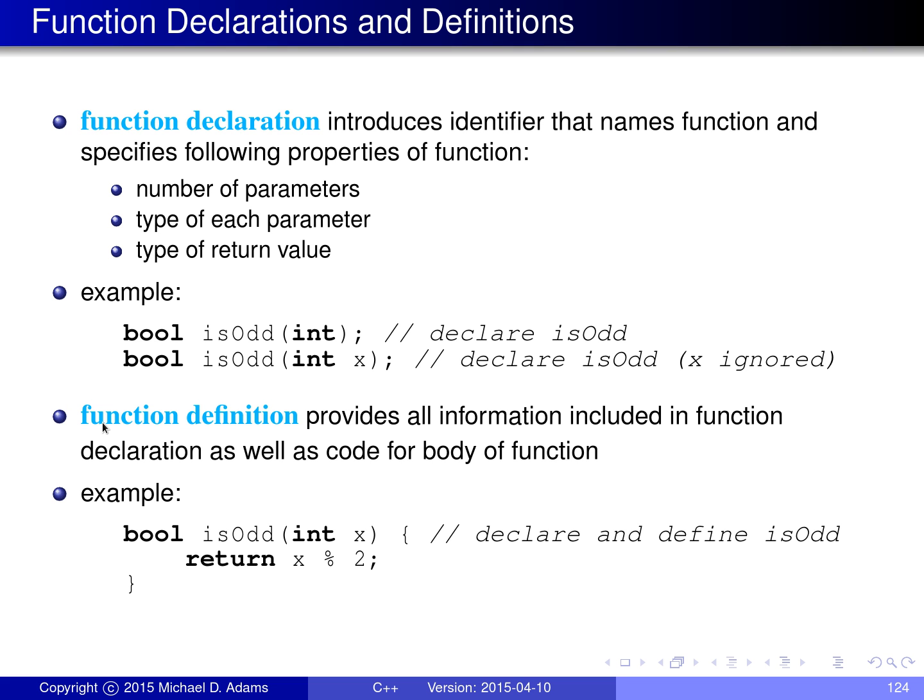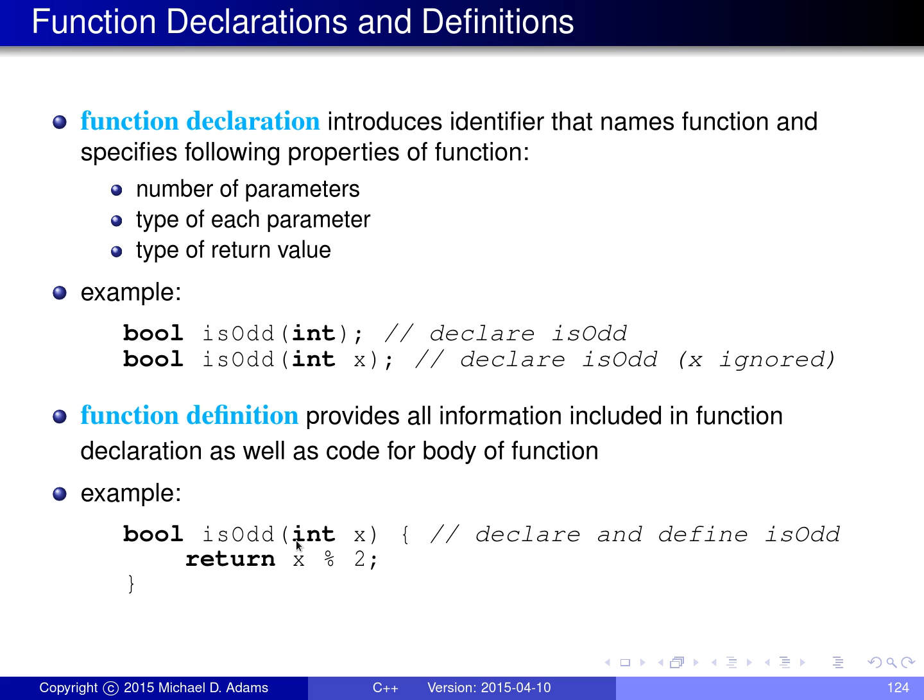A definition of a function provides all of the information included in a function declaration as well as the code for the body of the function. An example of a function definition for the isOdd function that we were just looking at above would be what's shown here. Again, we have the identifier which names the function, which is isOdd.